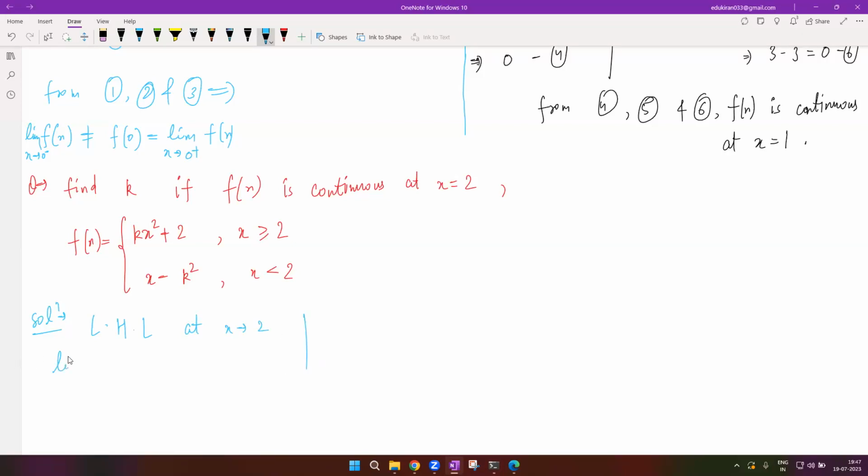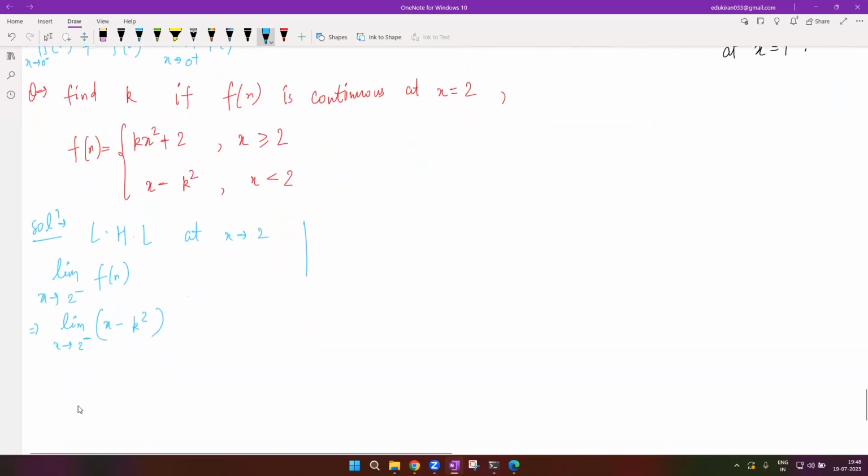First, find out LHL at x equals 2. You know what LHL is? LHL is 2 negative in this case, and the function is f(x). What will be the expression that is valid for f(x) in this case? (x minus k) square, correct. Now k is unknown here, right? So we will leave k as it is. We don't have anything for k.